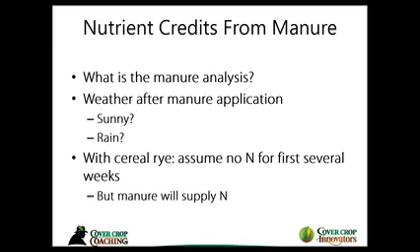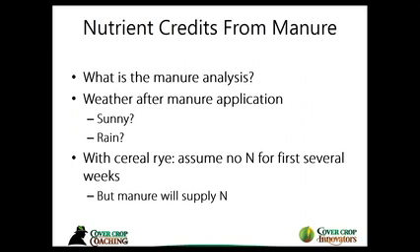What was the weather like after the manure application? A nice half-inch rain is really nice to get that nitrate nitrogen into the soil so it doesn't volatilize off. You know, was it sunny or was it rainy? That can make a little bit of a difference. I don't think there's an exact formula out there for this, but it's just something to keep in mind.